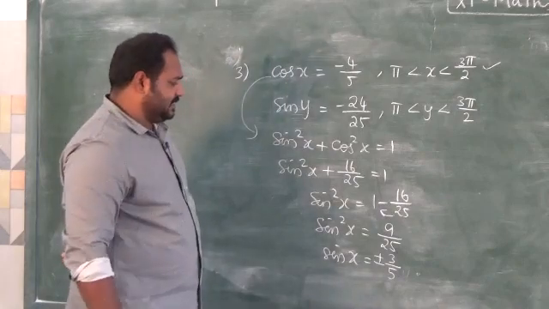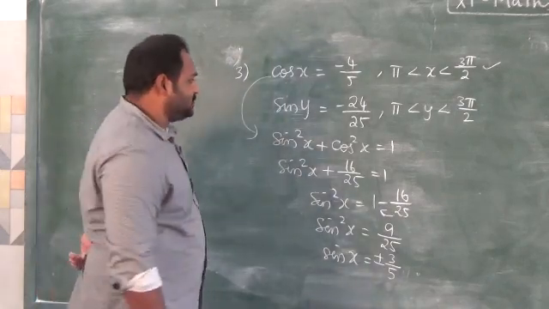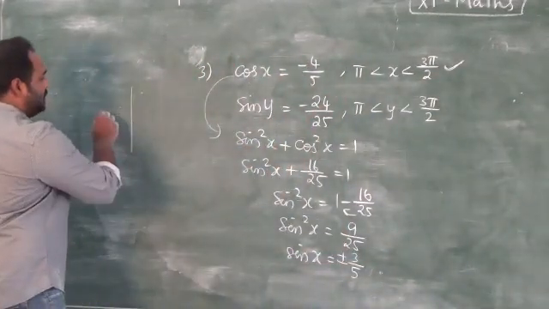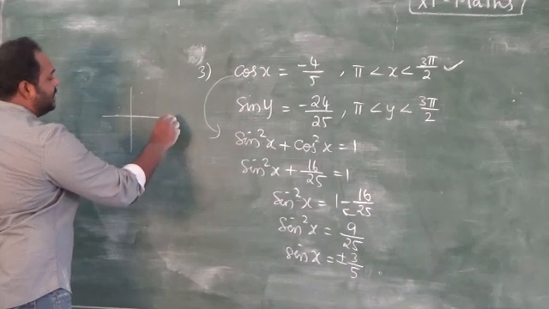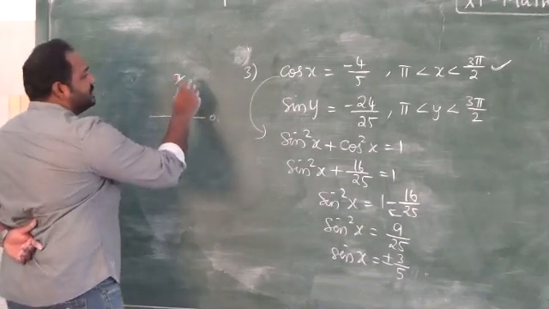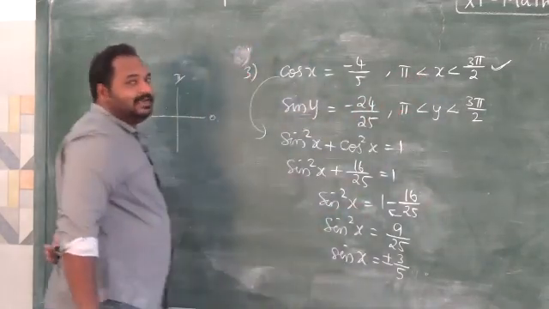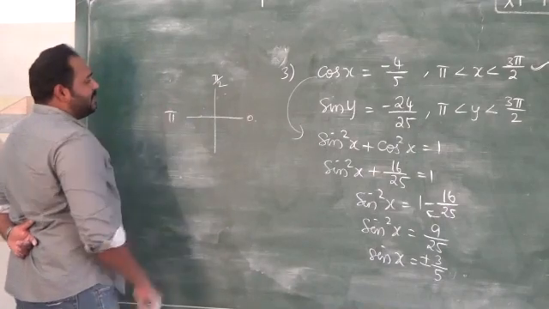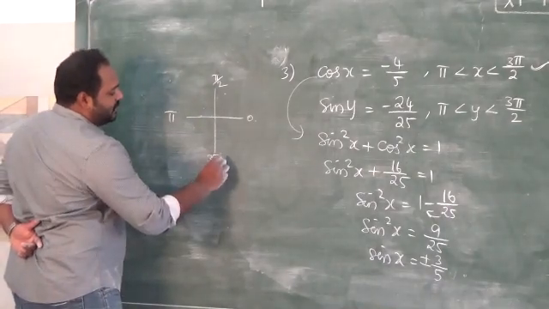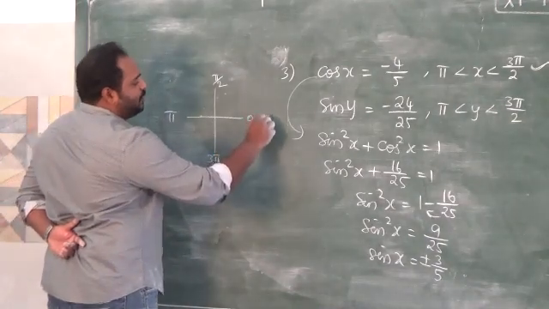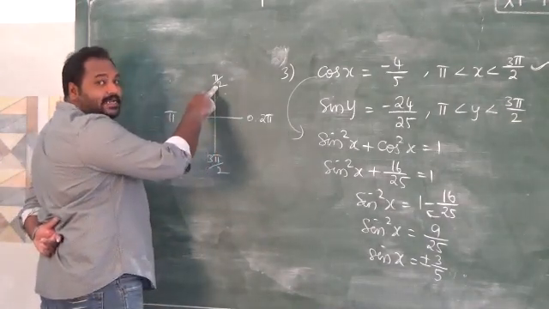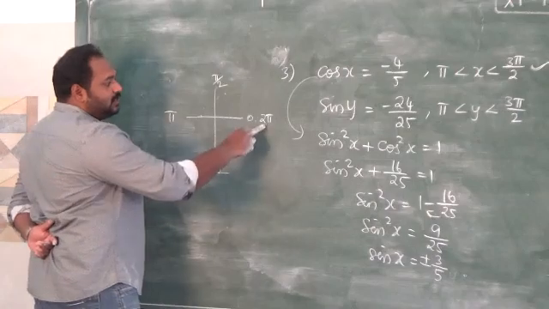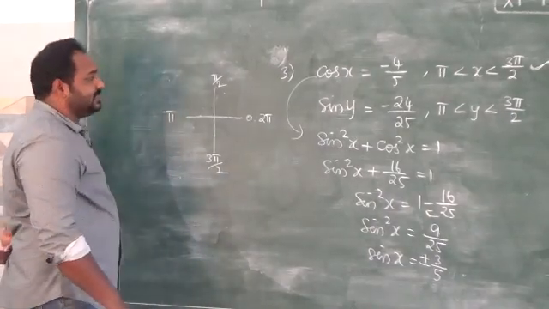Next, let me check the sign here, positive or negative. Here the quadrant is given. How to check this quadrant? Actually, we know the quadrant. This is 0 degree, this is 90 degree. Since the quadrant is given in radian, we can take radian values here: pi by 2, this is pi, this is 3 pi by 2, this is 2 pi. So 90 degree we can write in radian as pi by 2, 180 degree is pi, 270 degree is 3 pi by 2, 360 degree is 2 pi.